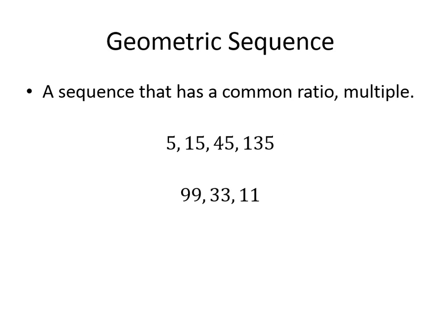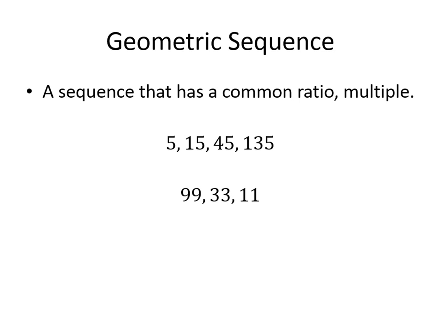So geometric deals with a common ratio. You're going to multiply or divide by something. That's what you're going to be doing. So if you remember in arithmetic, what we did was we added or subtracted the numbers. Now this one, we're going to see if there's a single number that we keep multiplying by.